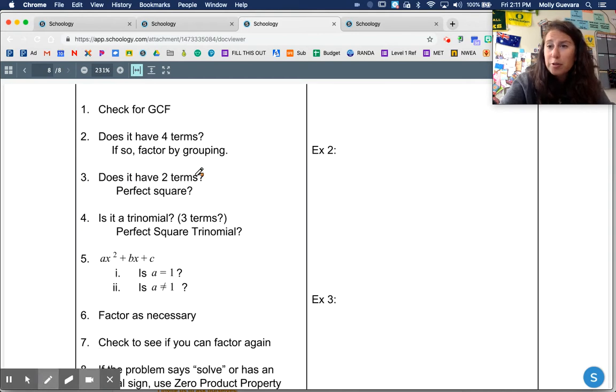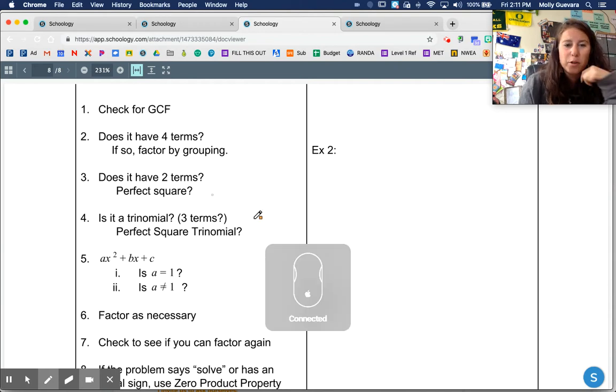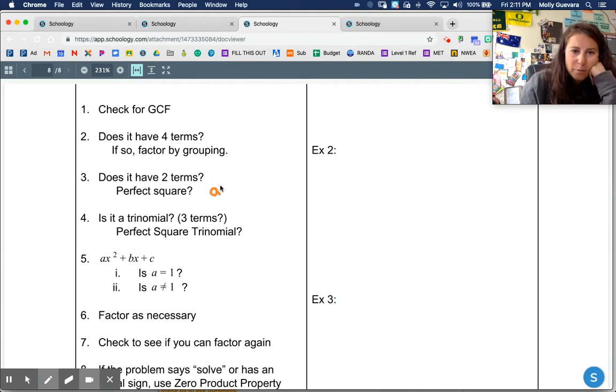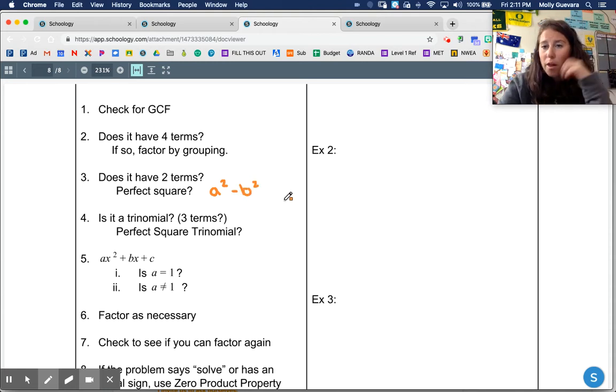Does it have 2 terms? So if it has 2 terms, it might be a perfect square. If it's a perfect square, then it would be in the form of a squared minus b squared. So that's what you would check for if it had 2 terms. If it is, then you would factor as necessary and then see if you can factor again.